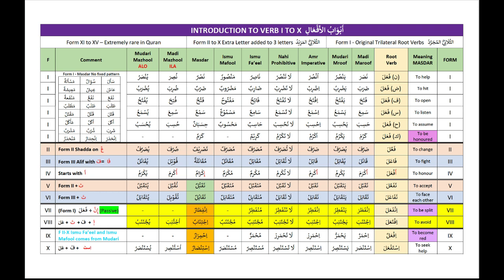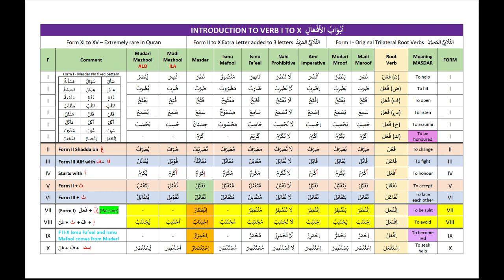We are on the next group of verbs, which are form 2 to form 10. Form 2, fa'ala. Form 2 example, sarrafa. Sarrafa means to change. Sarrafa yusarrifu sarrif, la tusarrif. Musarrifun musarrafun, tasrifun. Surrifa yusarrafu. Next form 3, qatala. Qatala yuqatilu qatil, la tuqatil. Muqatilun muqatalun, muqatalatun. Qutila yuqatalu.